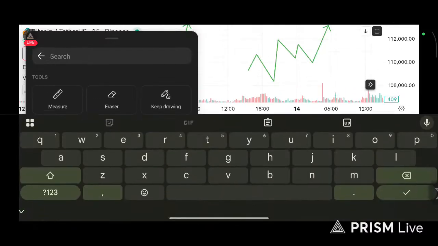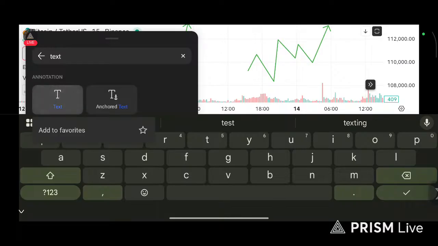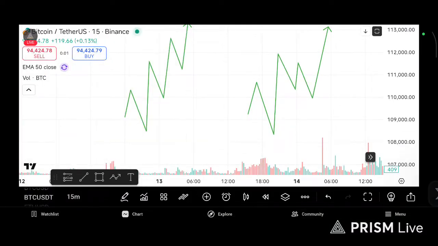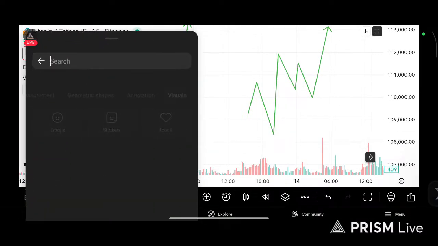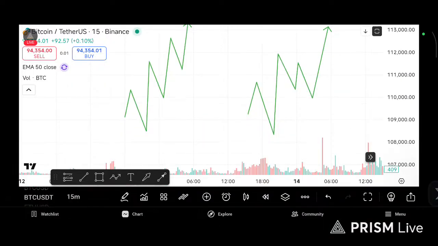We also have the text tool, and we also have the arrow mark, so that is it.